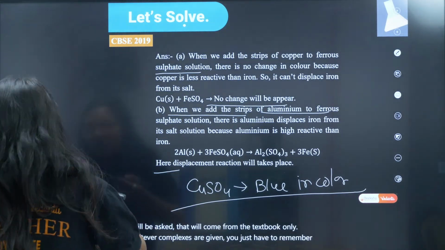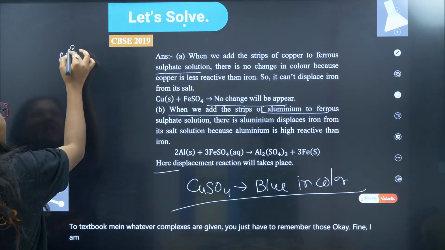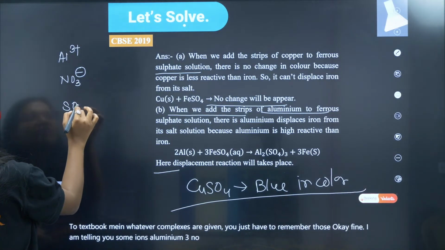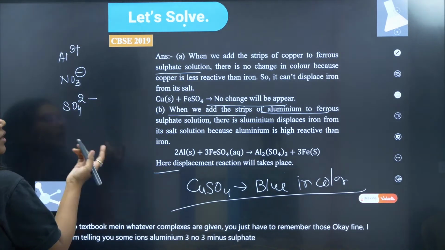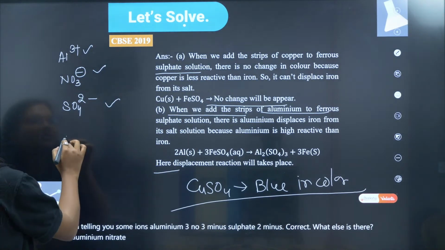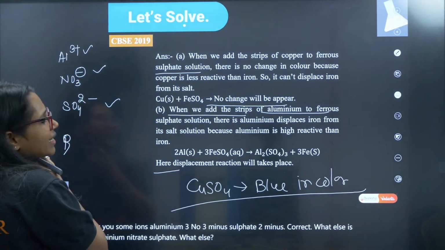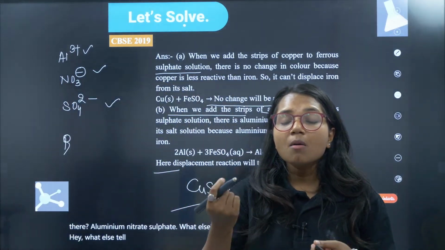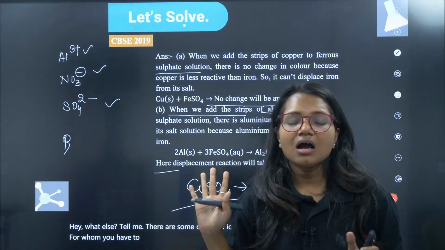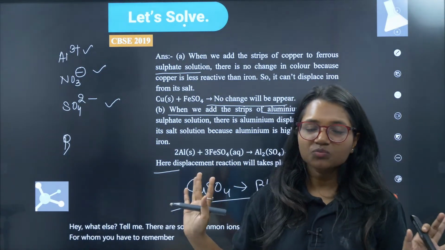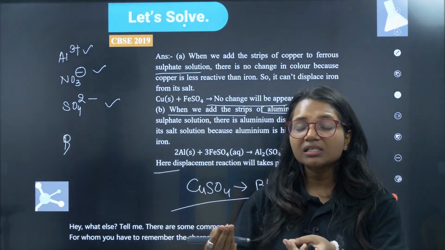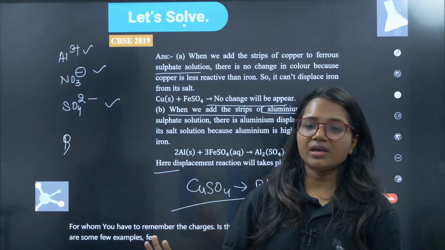Okay, fine. I am telling you some ions. Aluminium +3, NO3 minus, sulfate 2 minus. Correct? What else is there? Aluminium, nitrate, sulfate. What else? There are some common ions for which you have to remember the charges. Is that clear? It is not a big deal. There are a few examples, a few ions which you will remember anyways.